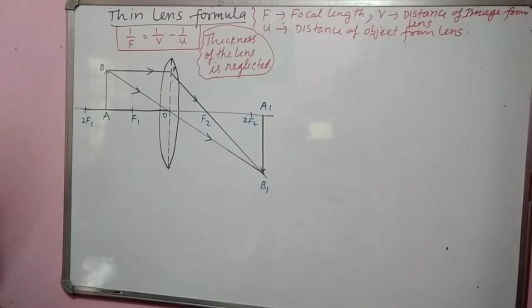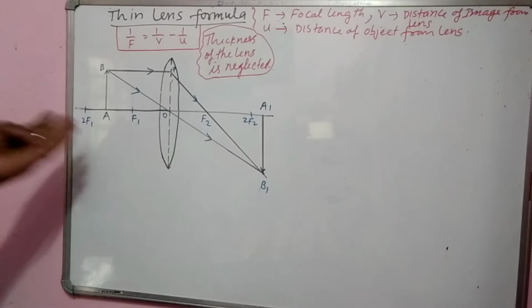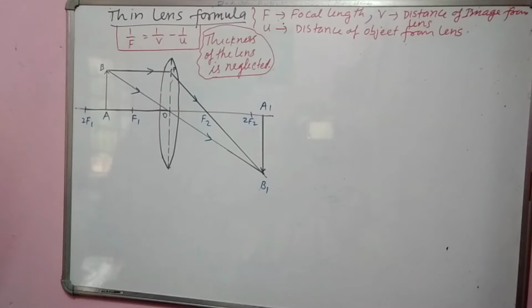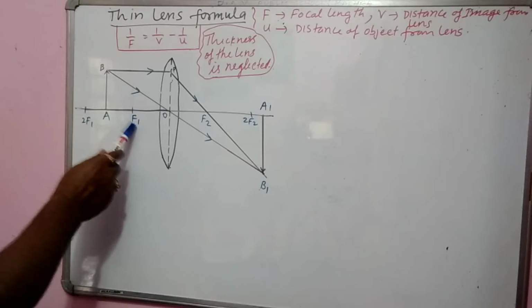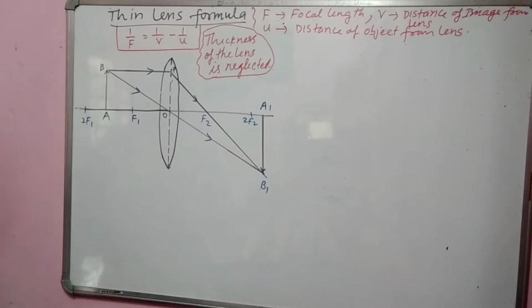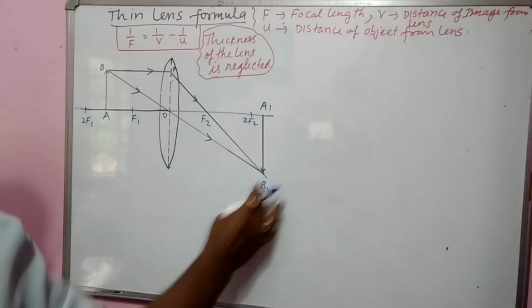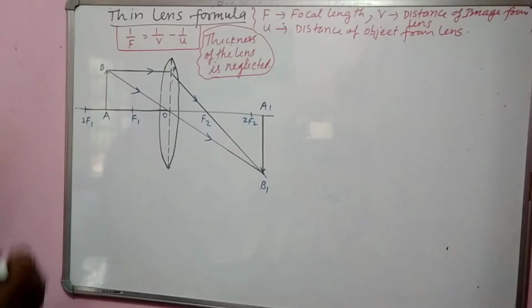So this is the ray diagram. This is one situation. This formula is valid for any figure, any situation of the ray diagram. So I have taken the ray diagram of the object placed between f and 2f, whose image is formed beyond 2f here. AB is the object and A1B1 is the image.